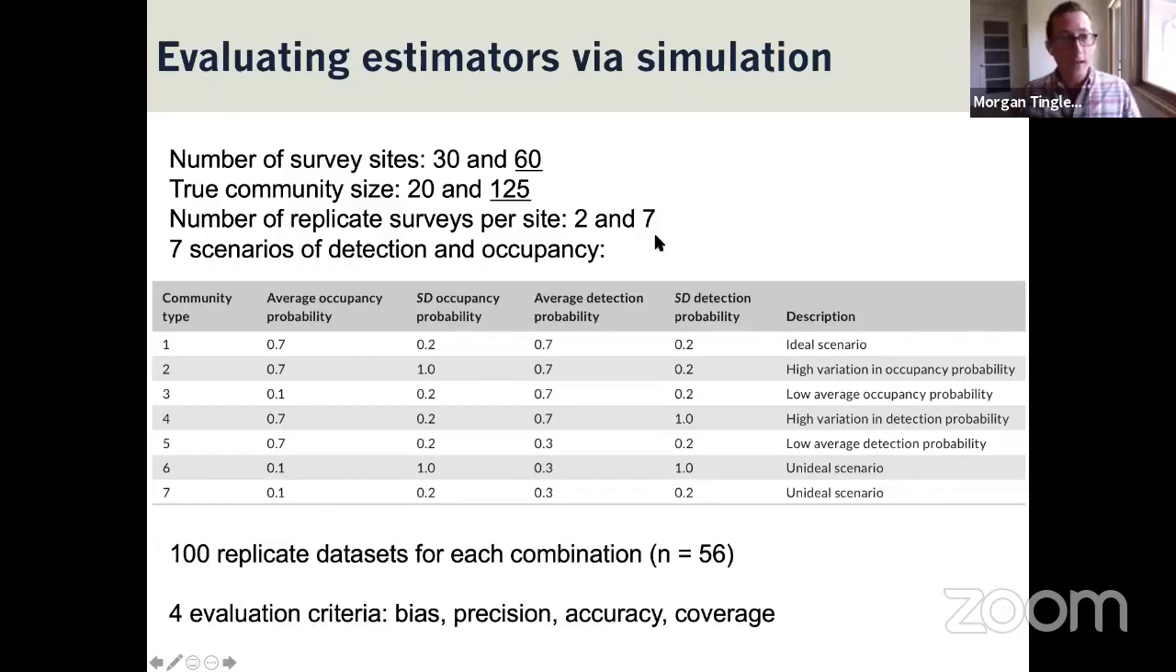So we have these different combinations of survey sites, community size, replicate numbers, and then scenarios of detection and occupancy hyperparameters. For each of these, which is 56, we took 100 replicate data sets, modeled the simulated data using multi-species occupancy models and iChao2 estimators, calculated the estimated true community size, and compared it to the truth. We then evaluated that as a function of 4 different evaluation criteria: bias, precision, accuracy, and coverage.